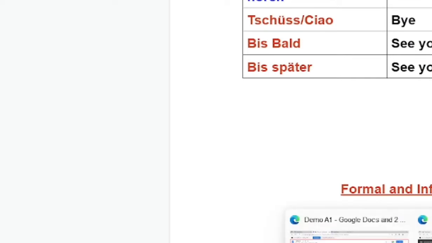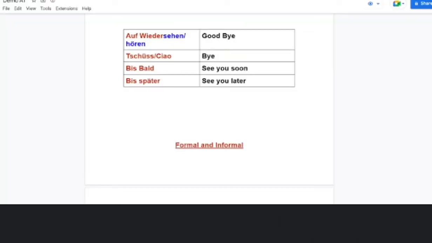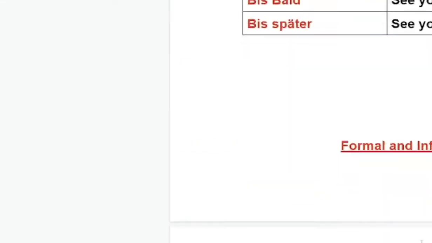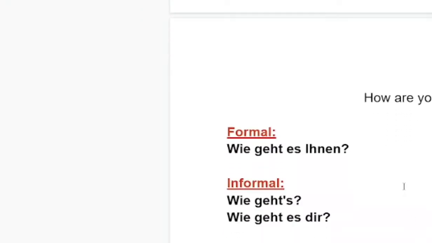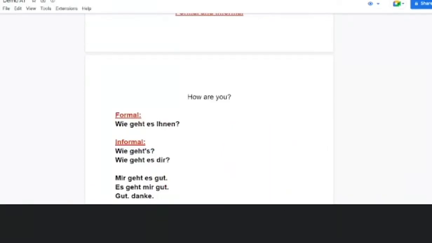Okay, you know the formal and informal way of introducing yourself? You know how to introduce yourself in German? Little bit? Okay. Formal and informal way of asking how are you. If I ask you how are you in German, we have two ways of saying it. Formal means if you are talking to your colleagues, office members, or a person that you don't know too much. Informal is when you're talking to your family and friends. Informal: Wie geht's or wie geht es dir? An answer: Mir geht es gut, or es geht mir gut, or simply gut, danke.